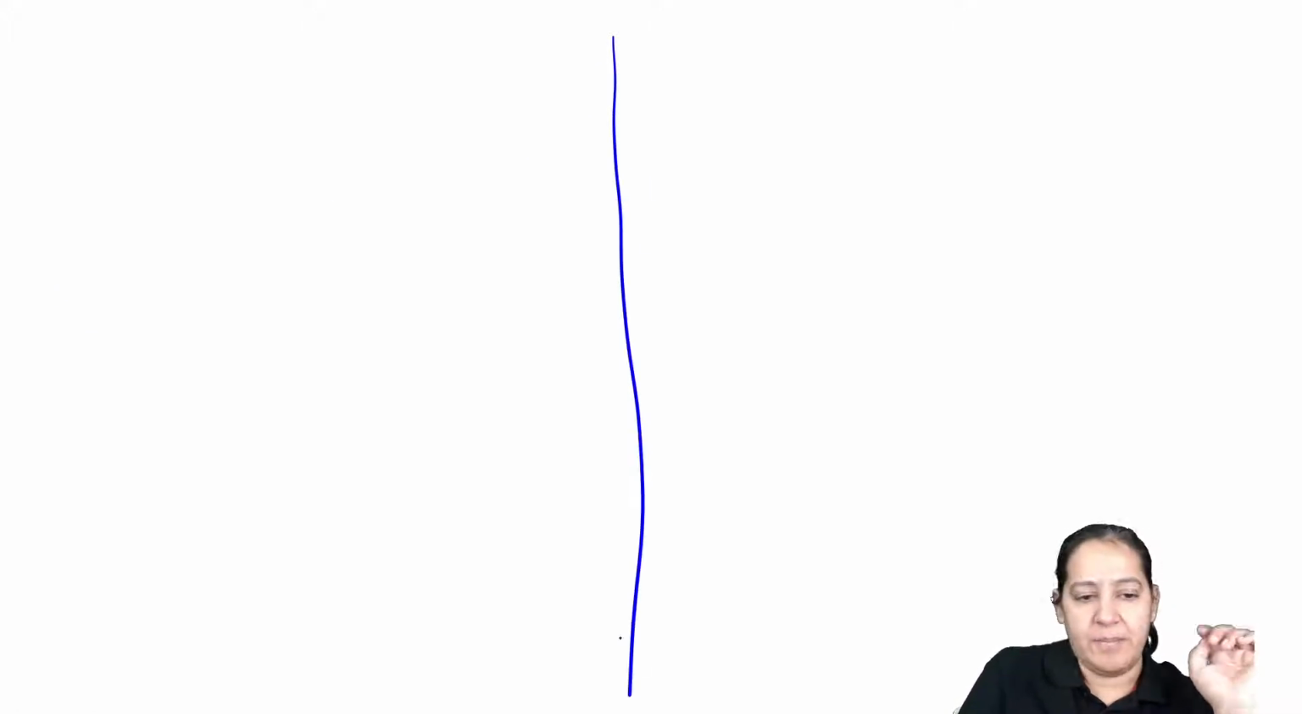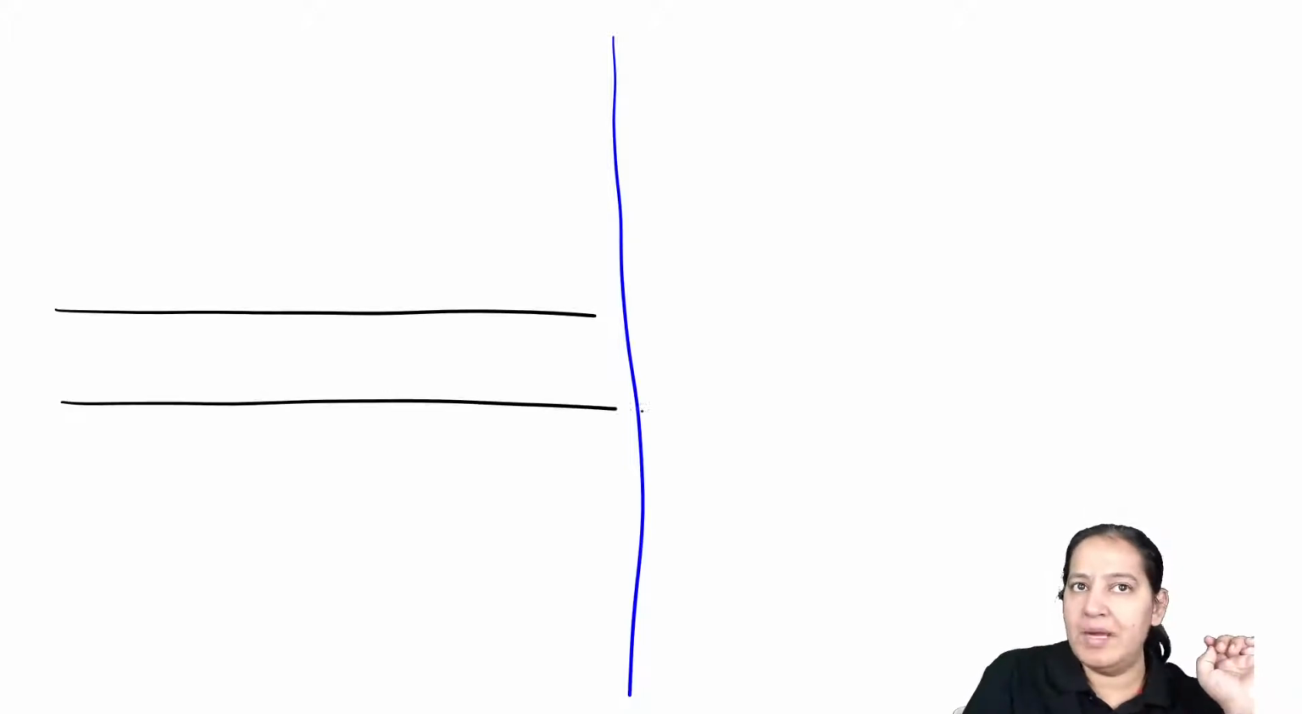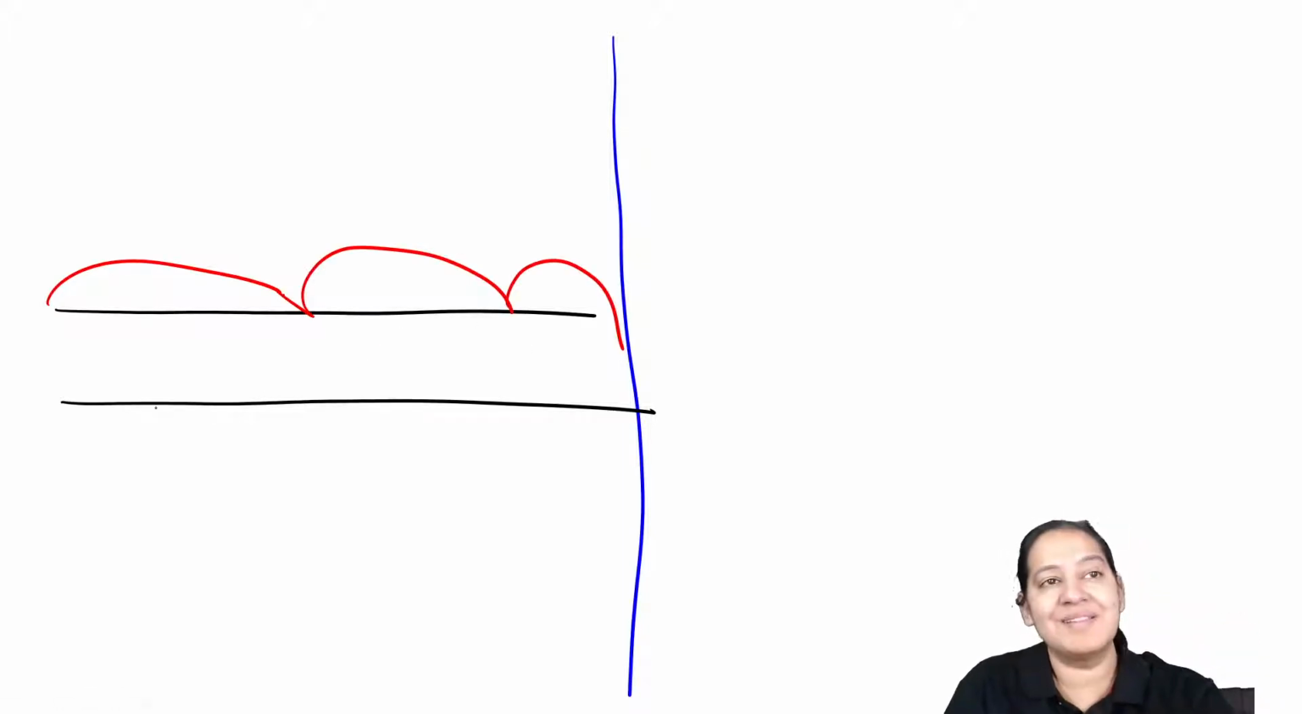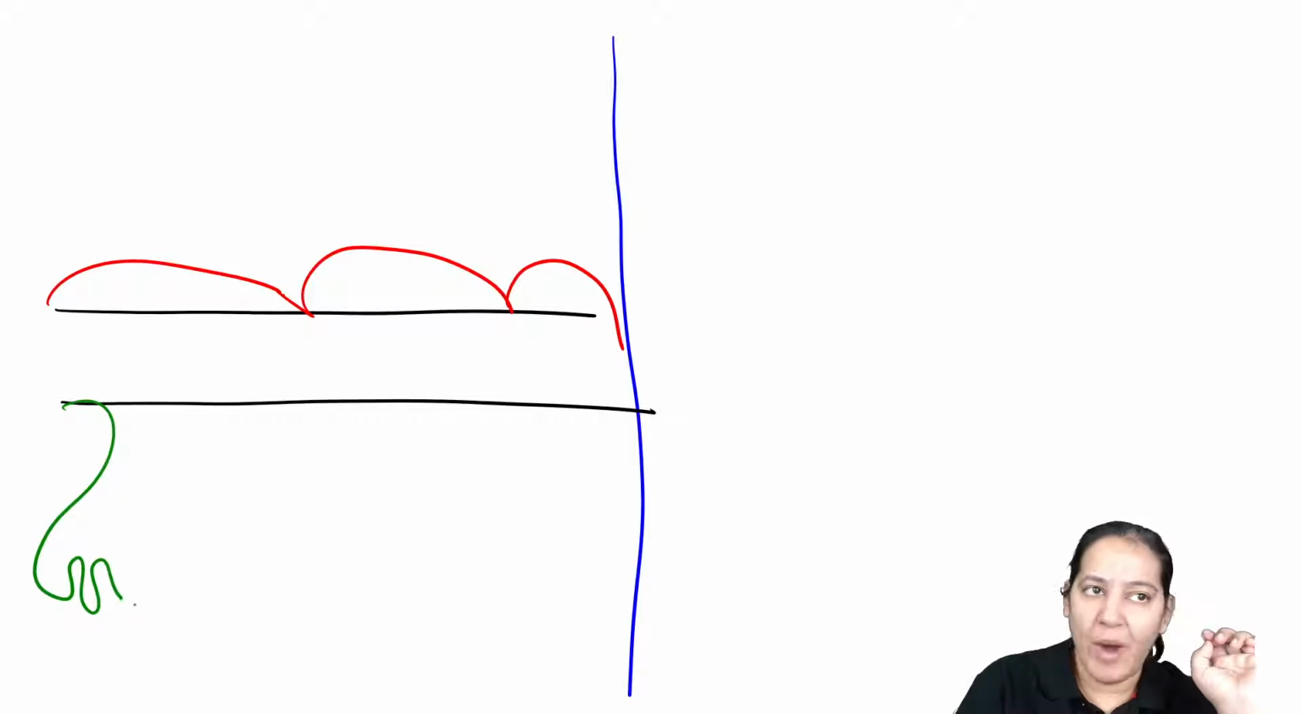Can you tell me the diagram? Yes, you can. So listen, there is a basement membrane at the center. Normally, this is the basement membrane. On one side, you will get the endothelium. This is the endothelium. On the other side, what is there? You will get podocytes.